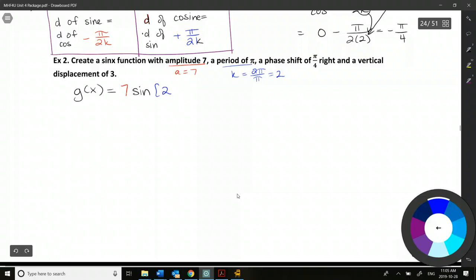Okay, what else? Someone give me another one here. x minus pi over 4, right? So this tells us about the d value.